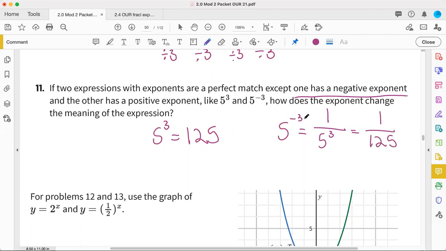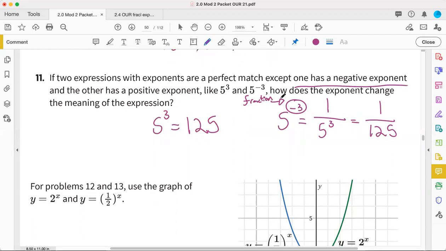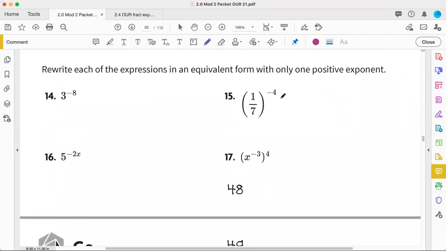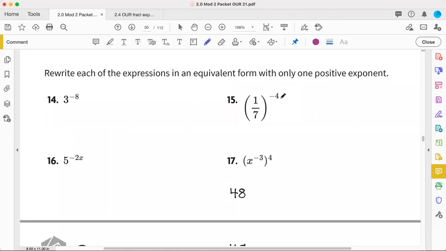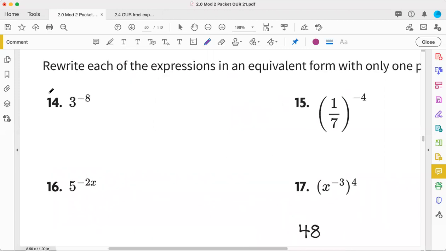So the exponent, if it's negative, can be rewritten as a fraction. That's a good thing to make a note of. If it's a negative exponent, consider making it a fraction. Let's keep this going. We will now start to rewrite these with only one positive exponent. We're a fan of negative exponents, but now we're aiming for positive ones.